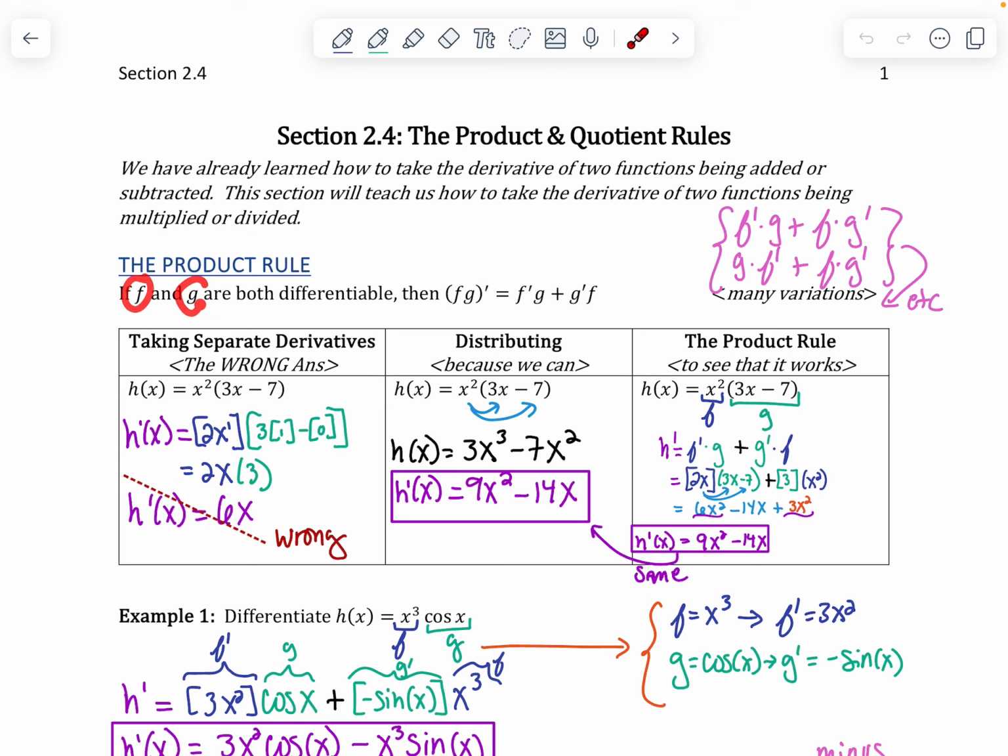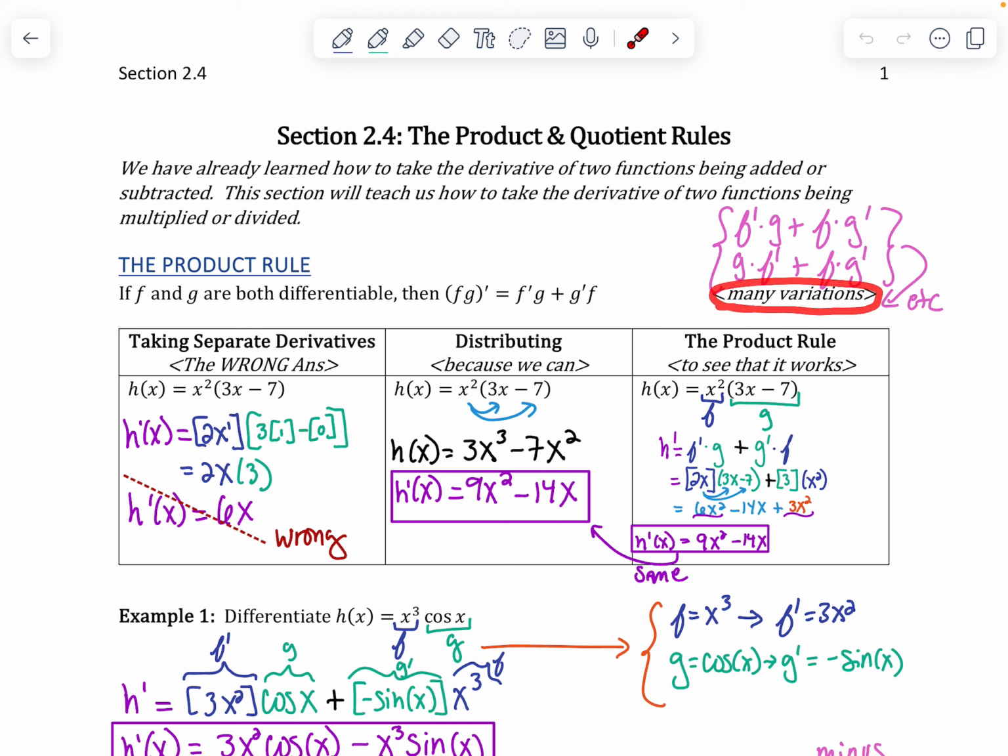If we have a function f and a function g, both of which are differentiable, then the product of f and g is also differentiable, but it consists of the derivative of the first function times the second function that is not a derivative, plus the second function's derivative times the first function that is not a derivative.